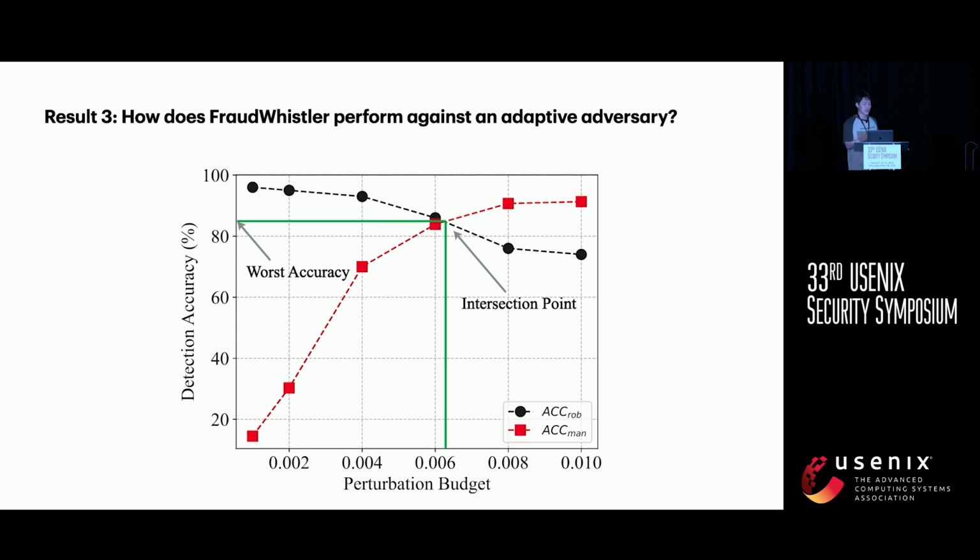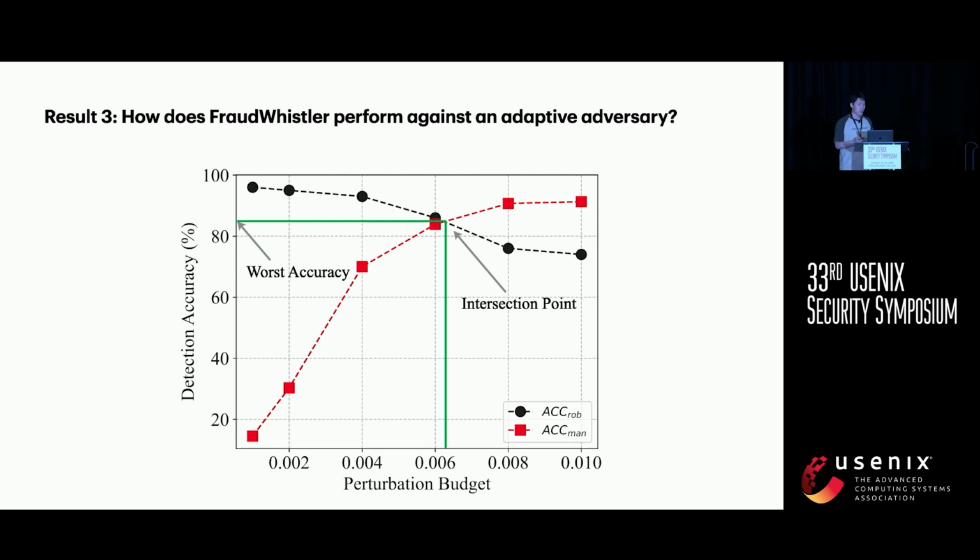This figure shows that though FraudWhistler achieves worse accuracy when the perturbation budget increases, human ears could identify adversary examples more accurately. This indicates that although the adversary could improve the attack success rate with higher perturbation, the impact on imperceptibility would render them unable to spoof human ears.